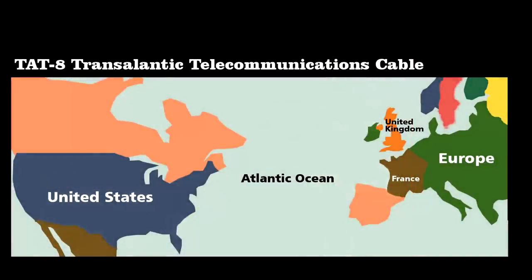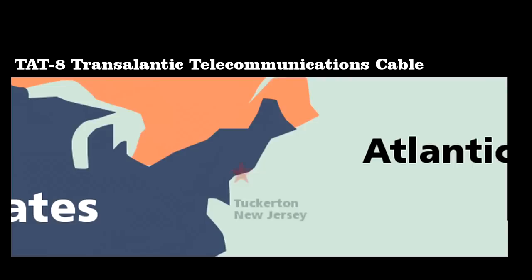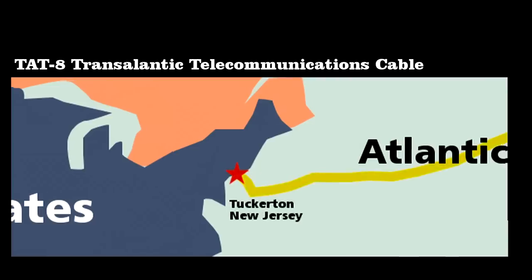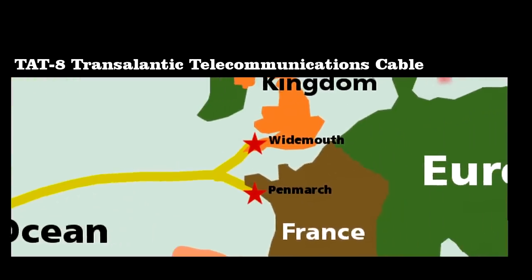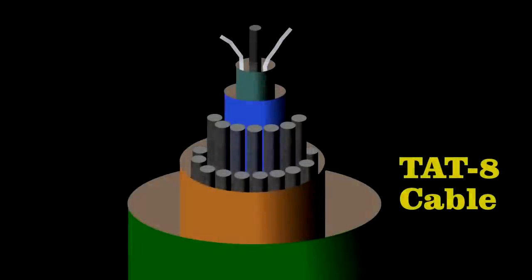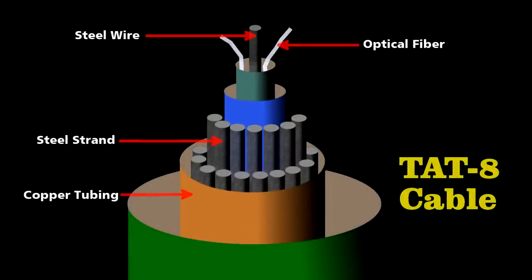One of the greatest engineering achievements was the first ocean-spanning fiber optic cable. Called TAT-8, it extended from Tuckerton, New Jersey, following the ocean floor over 3,500 miles until branching out to Whitmouth, England and Pont-Mâche, France. Engineers designed the cable carefully to survive on the ocean floor.